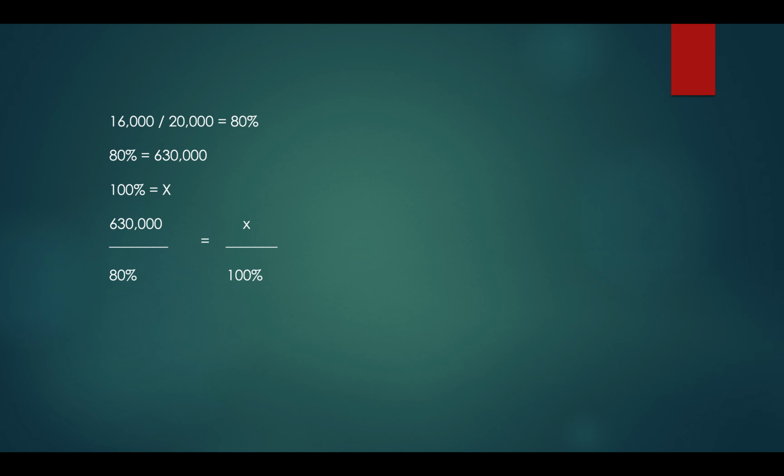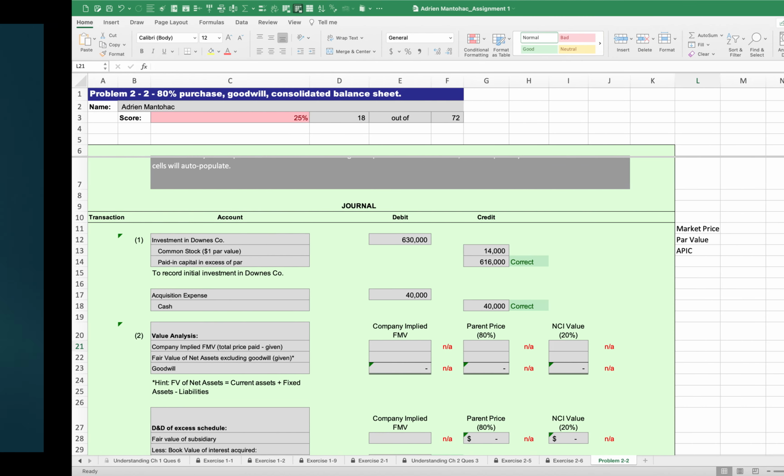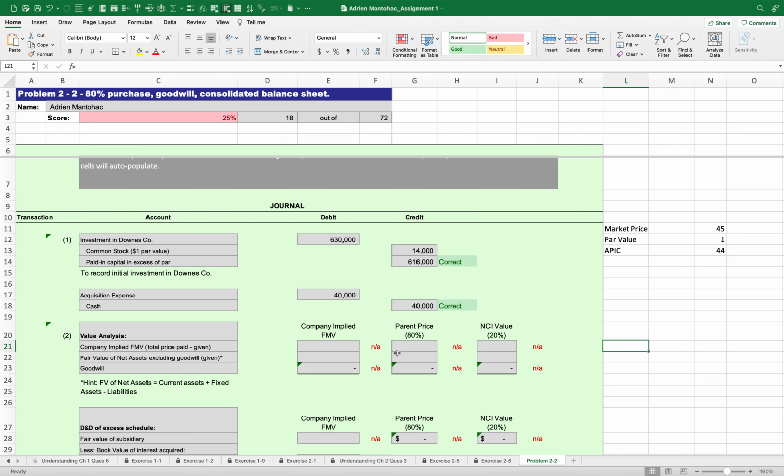100%. And we set that ratio up like that, and we solve for x, which basically means we divide 630,000 by 80%, right? Because 100% is really just equal to 1. So that's the next step we need to take care of, we need to cross multiply to arrive at this point.